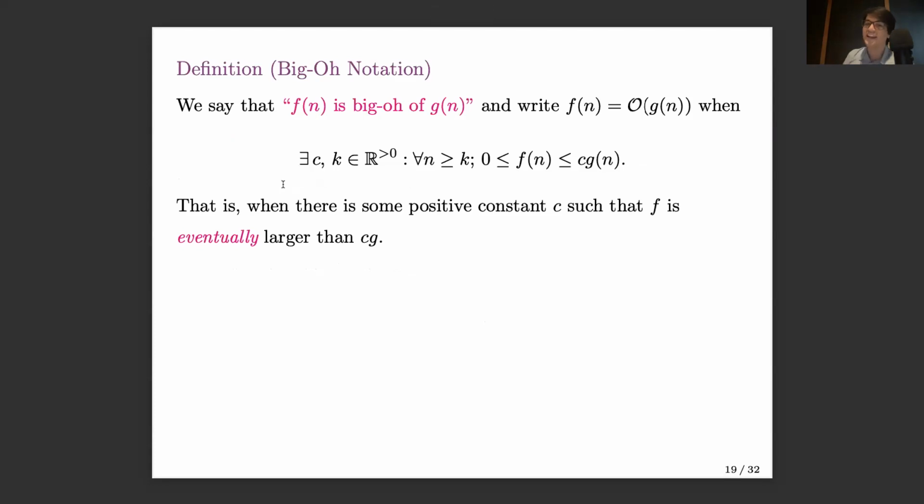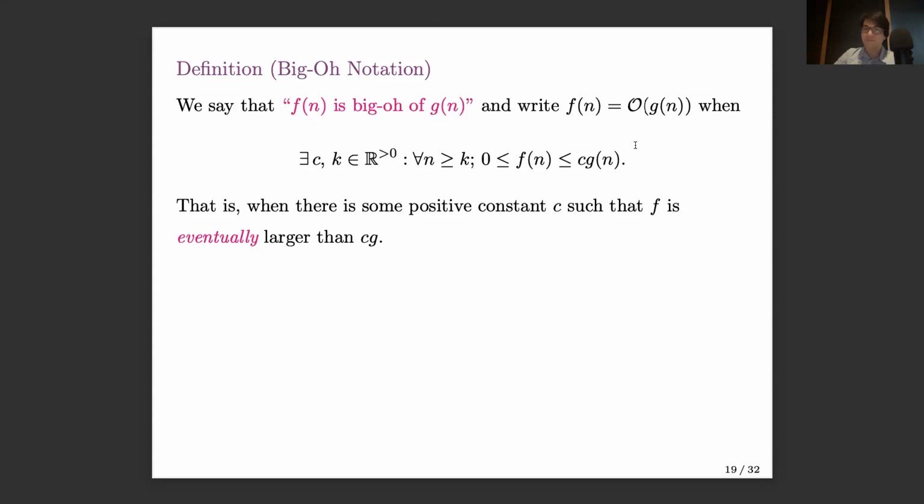This is the precise statement for that big O notation, which you do not have to understand. But I'm just going to give it to you anyways. These statements look really complicated, but they're not. It's just because I'm using fancy notation. We say that f of n is big O of g of n. That is to say the runtime complexity of f of n is proportional to g of n. And we write f of n is equal to big O of g of n when the following is true.